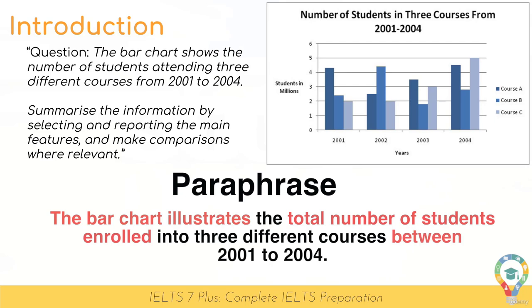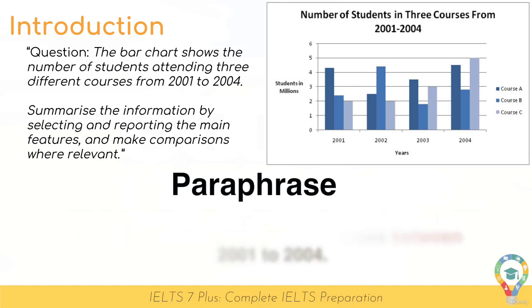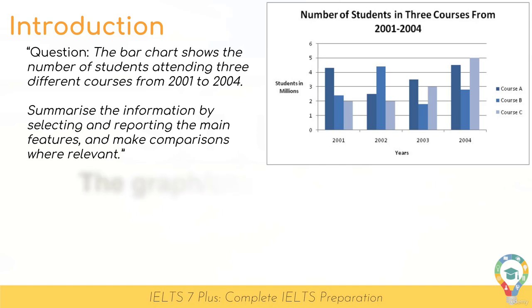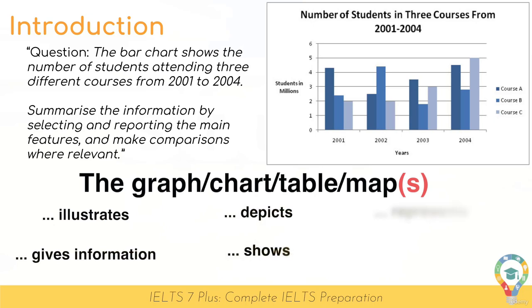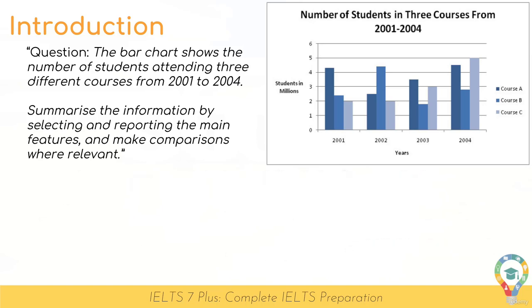Let me show you a few more examples that you could use, and it might be worth noting these down so you can practice using them. The graph, chart, table, or map illustrates, gives information, depicts, shows, represents, or compares and shows. You'll notice the last phrase is in red, and that's because if there's more than 2 charts, you can swap between compares and shows in your paraphrased introduction.